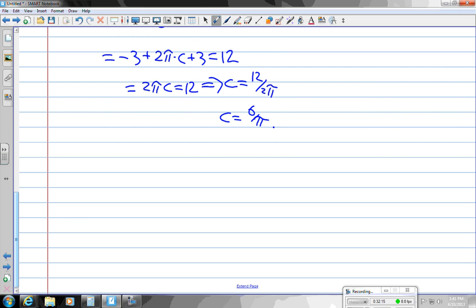So the answer then is this function, negative 10 sine t minus 3 cosine t plus 6 over pi t plus 3.